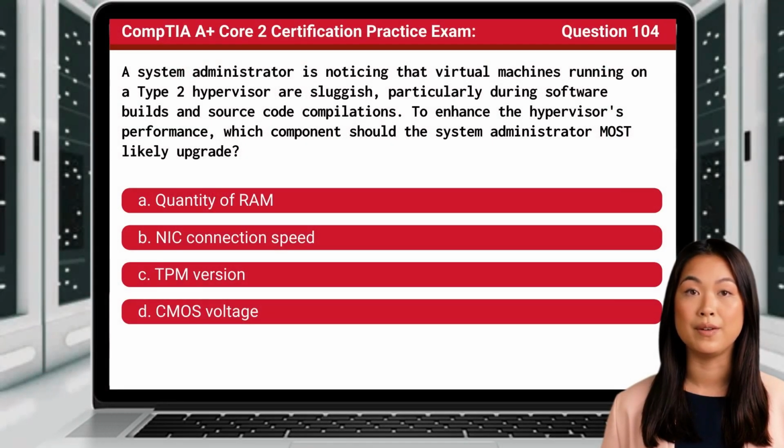Question 104. A system administrator is noticing that virtual machines running on a Type 2 hypervisor are sluggish, particularly during software builds and source code compilations. To enhance the hypervisor's performance, which component should the system administrator most likely upgrade?